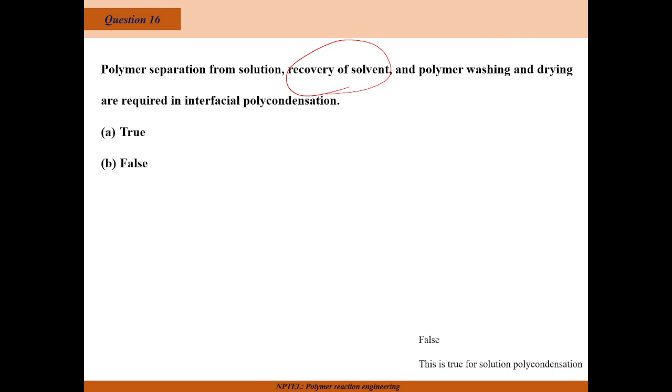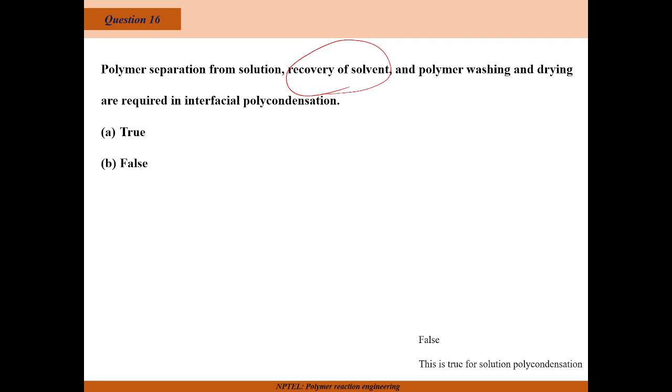But it is the formation of polymer we are talking about, right? Yeah, it says that once the required polymer is produced, we need to separate it from the solution, and we also need to recover the solvent, and then we need to wash the product. What polymer? It means the polymer that has been formed in this process, polymer separation from solution. Yes, that is the polymer which is formed from the solution.